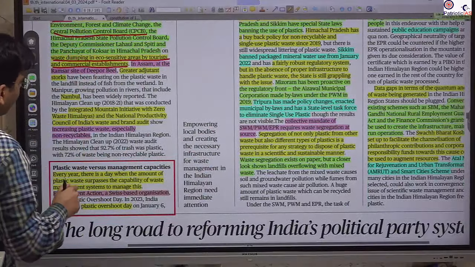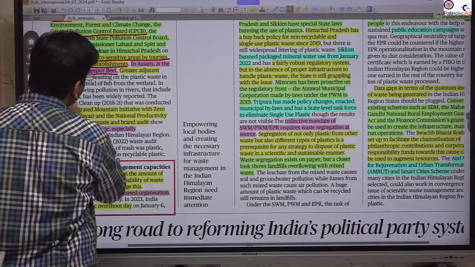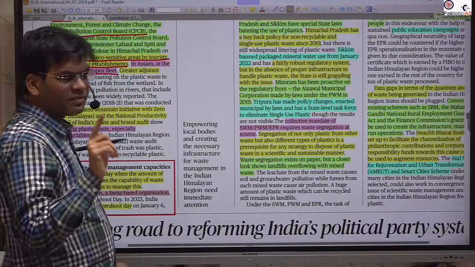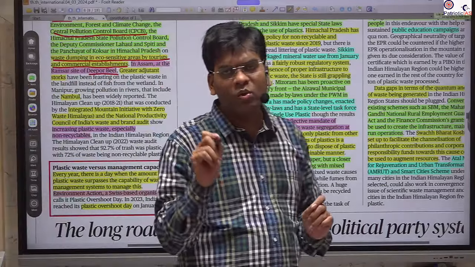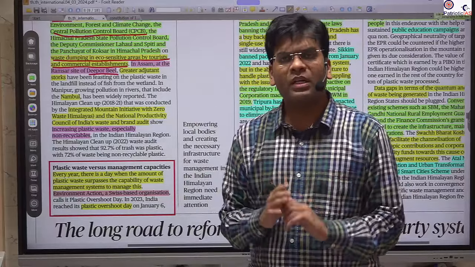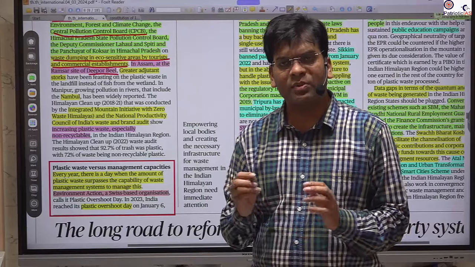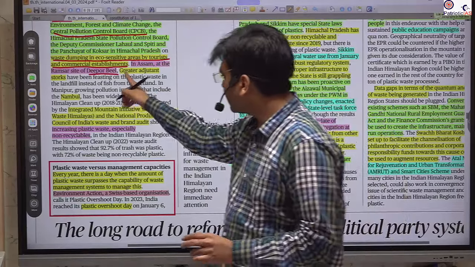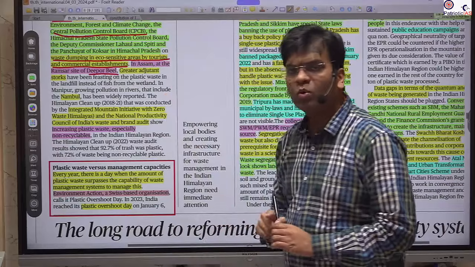The situation is that in Assam, this is the Dipor Beel, that is a Ramsar site, given to those wetlands that are sensitive. They have a large diversity of species. So Dipor Beel, this is on the Brahmaputra River near Guwahati.